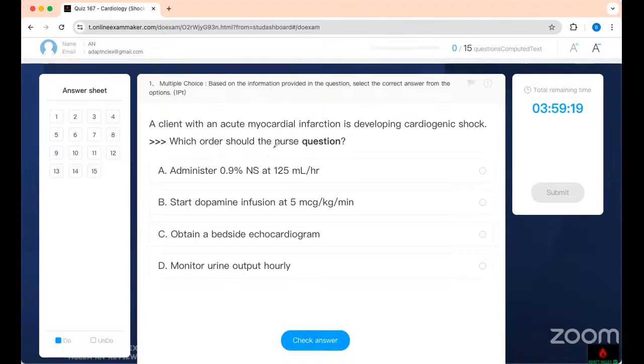Which order should the nurse question? That means there's an order for information here that I need to question. That means something is not right. And you have to look at it and say, which of this information is not right? It's clearly not right, so you have to question it, right? So which one is it?